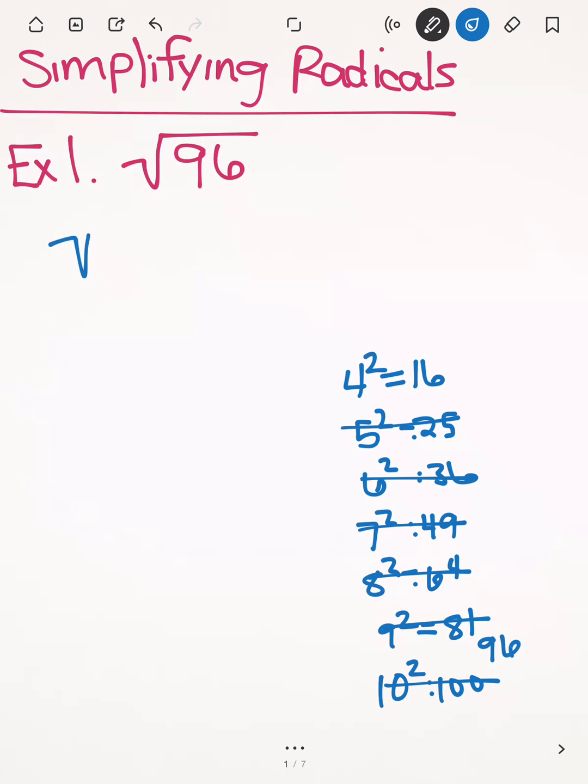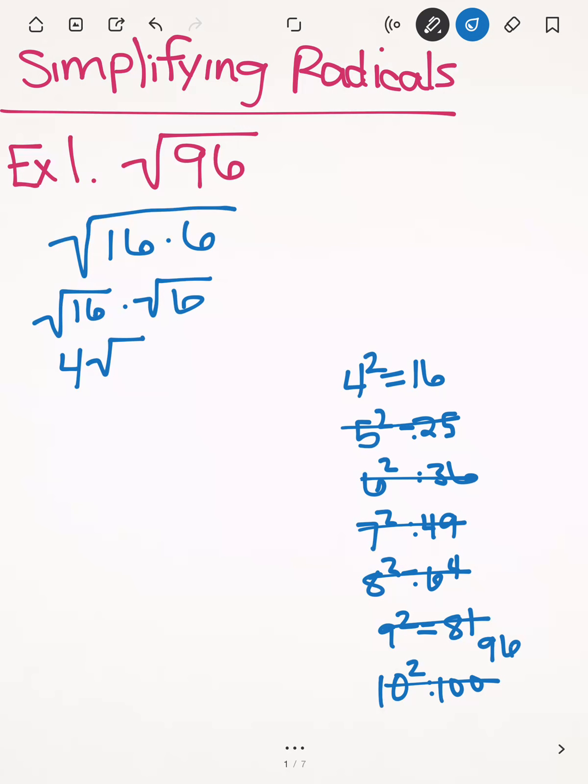So we're going to break this down into the square root of 16 times 6. 16 times 6 gives me 96. Now that I have it broken up, I can split it into two separate radicals. Then I think, what is the square root of 16? The square root of 16 is 4. If I try to simplify the square root of 6, I can't find any numbers that go into it that are perfect squares. So I leave it as the square root of 6. This is my answer, 4 rad 6.